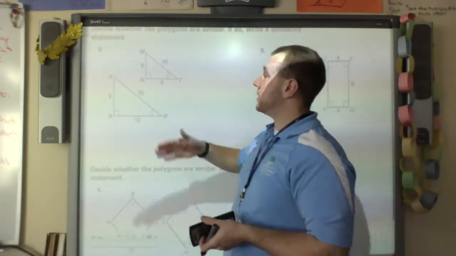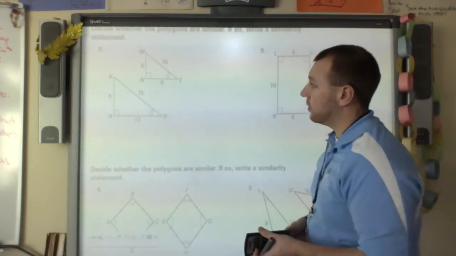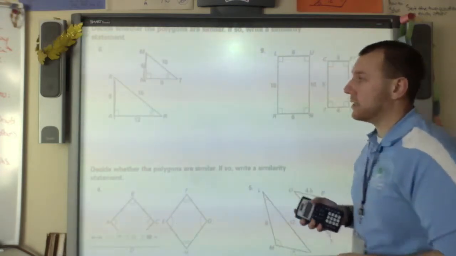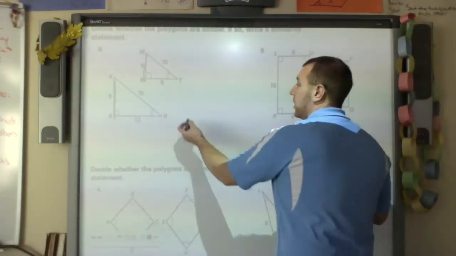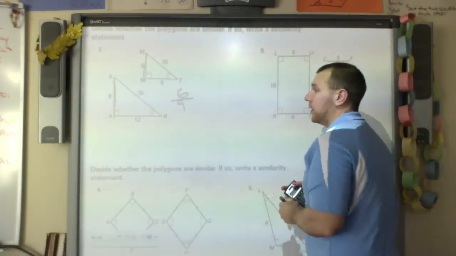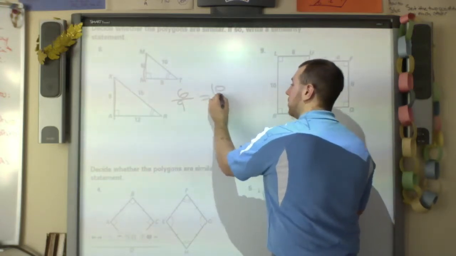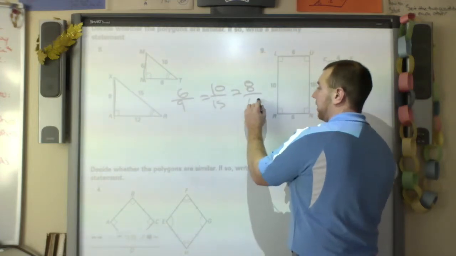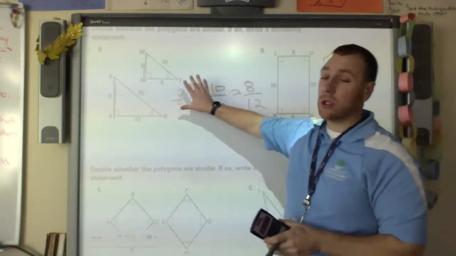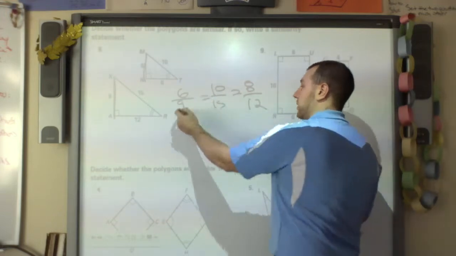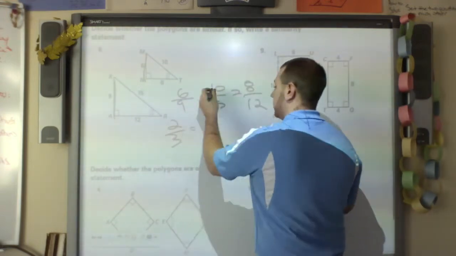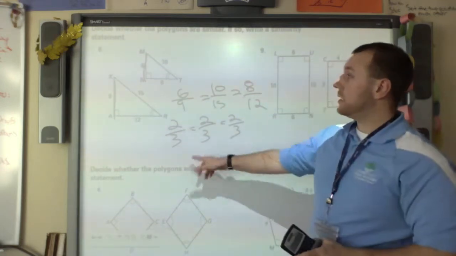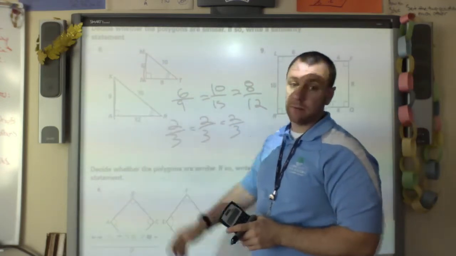What we do is now we set up ratios, okay? So MN and XA are going to match up. So 6 over 9 should be the same as 10 over 15, which should be the same as 8 over 12. Now, when I reduce all those down, 6 over 9 is 2/3, this one's 2/3, and this one's 2/3. That means these triangles are similar.